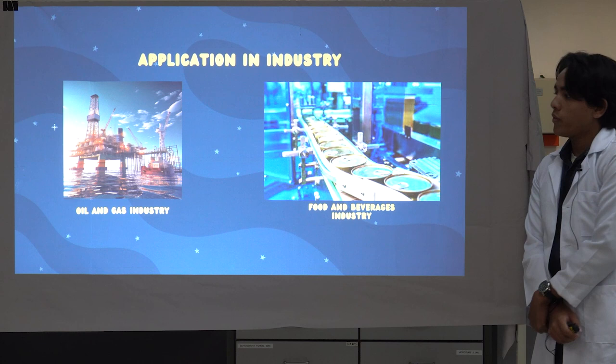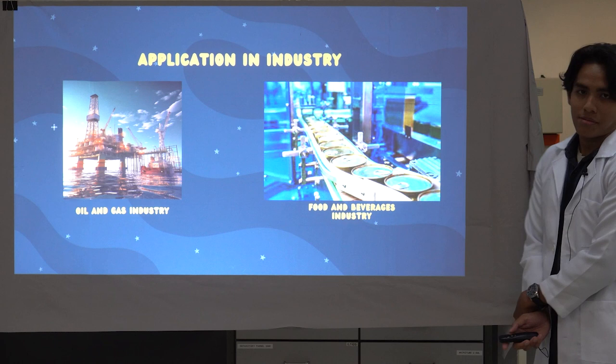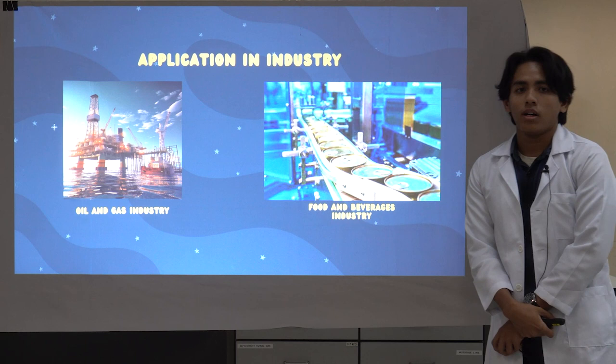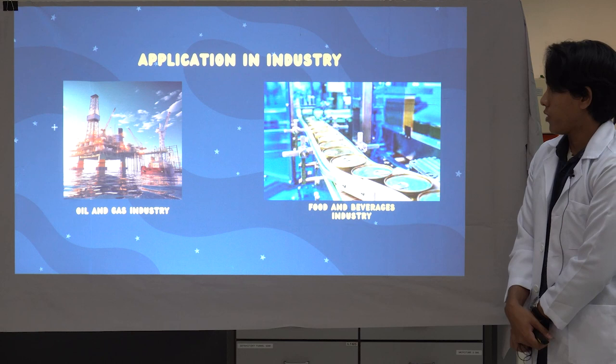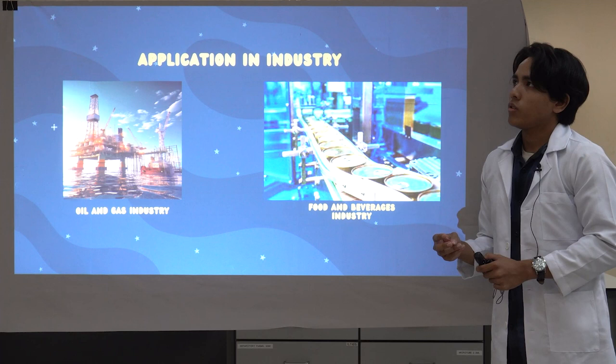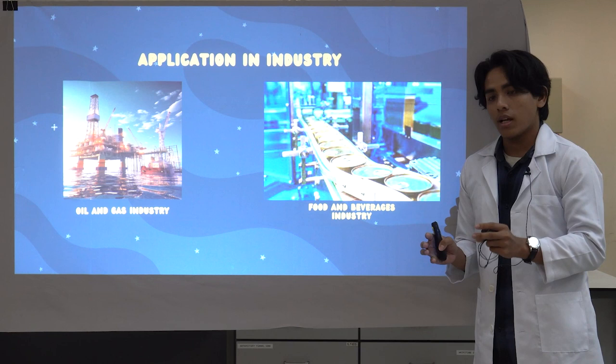We have two examples here, which are the oil and gas industry and the food and beverages industry. For the oil and gas industry, we use liquid extraction for purification, such as purification of sulfur compounds. Basically, they use the same thing as in our experiment, which is two mixtures that cannot mix together.